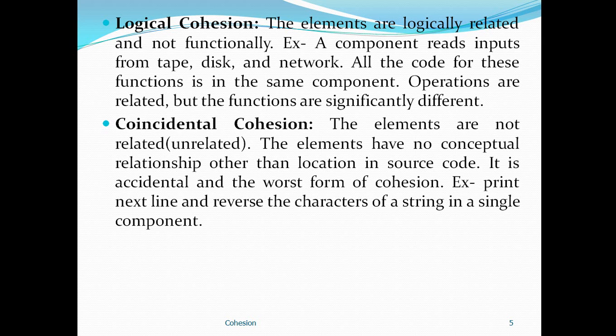Logical cohesion. The elements are logically related, not functionally. For example, a component reads input from tape, disk and a network. All the code for these functions is in the same component. Operations are related, but the functions are significantly different. In logical cohesion, elements are logically related but functionally different.